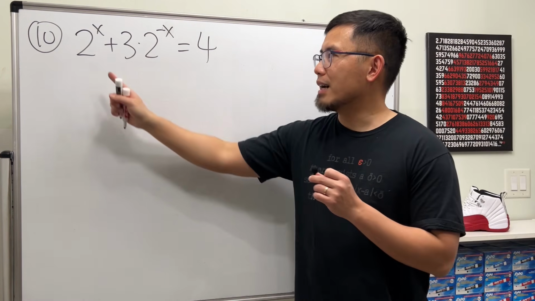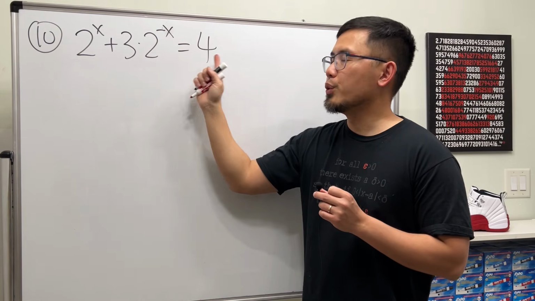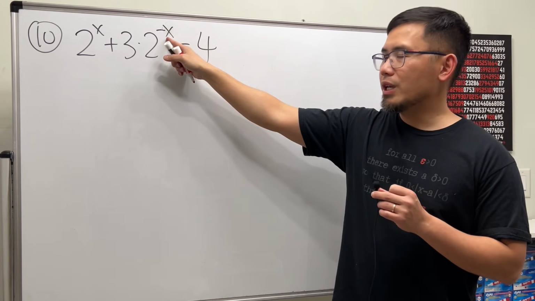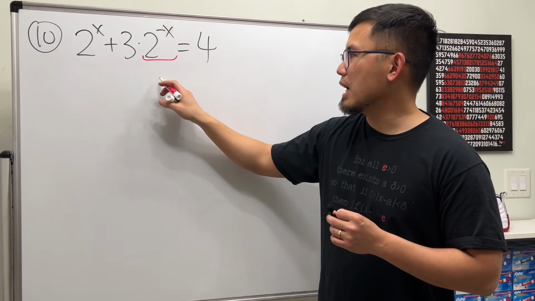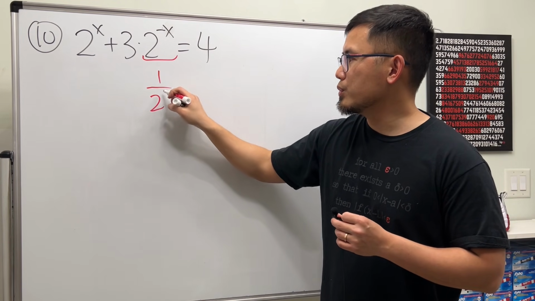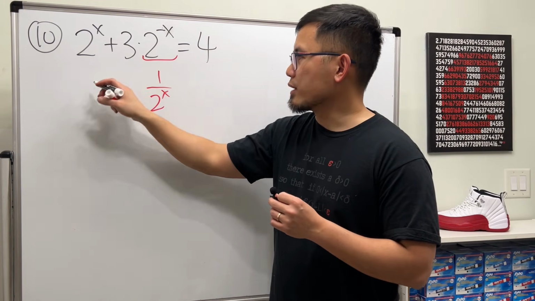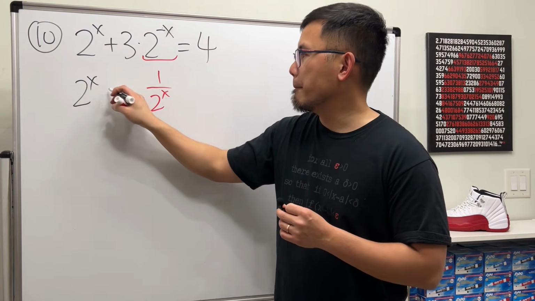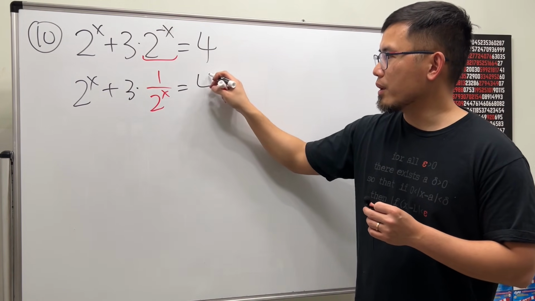Okay, last one. We have 2 to the x plus 3 times 2 to the negative x, that's equal to 4. Here we have a negative exponent, so let's fix that first. So this part becomes 1 over 2 to the x, right? That's what the negative exponent will do. And then let me just write down the rest. We have 2 to the x plus 3 times this, and that's equal to 4.